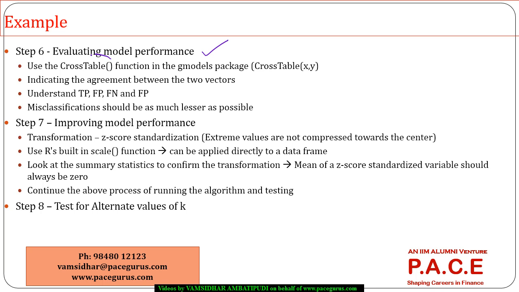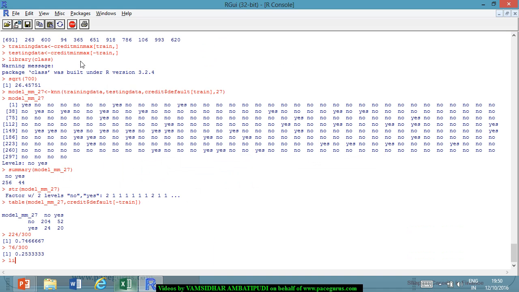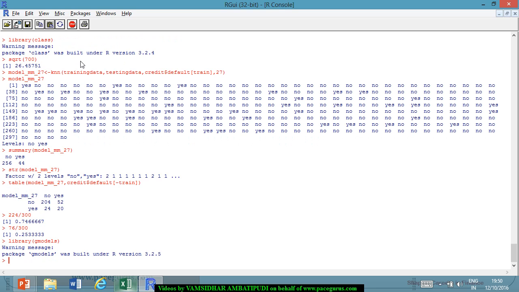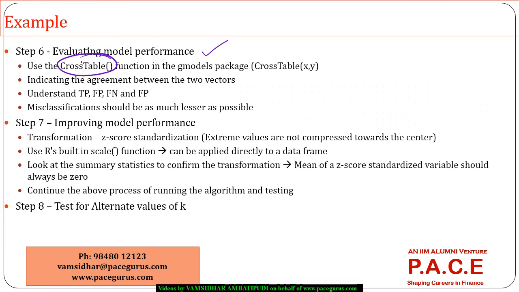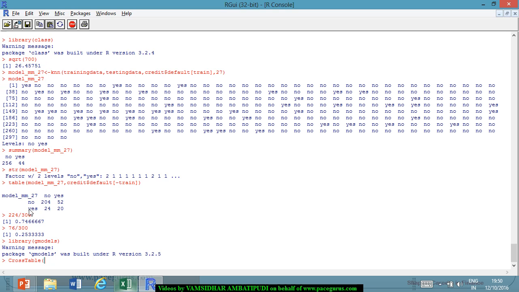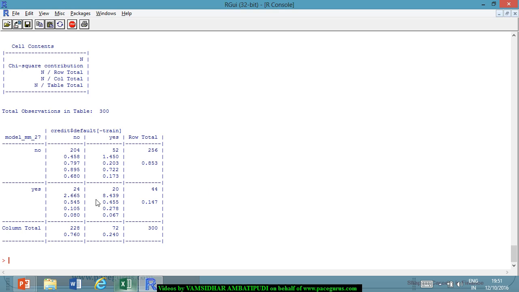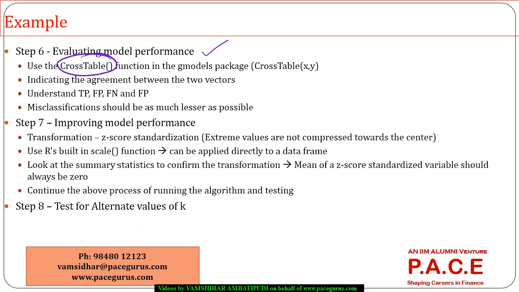Either I can do the simple table or I can very well use the cross table also. The cross table we have already seen earlier. We have to use it from the gmodels package because it's already installed. I am directly loading gmodels and I can take the cross table with respect to the same inputs. You may get the same kind of output but slightly more sophisticated. If you want, you can also see the chi-square test, but this is the kind of table that is typically coming out.